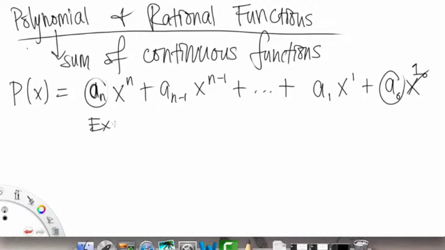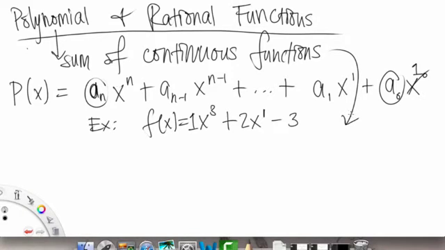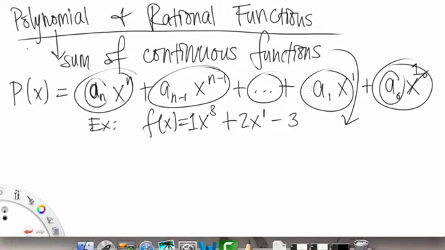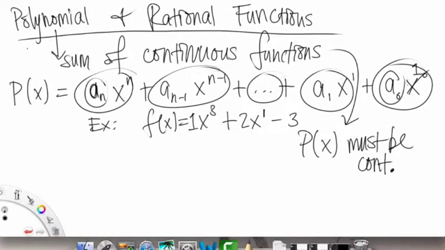An example would be something simple, like f of x equals x to the third, in which case a sub 3 would be 1, plus 2x to the 1 power, and then minus 3. Any polynomial. The purpose here is that each of these terms is continuous by itself, so according to the sum law, the sum of them, the entire function p of x, must be continuous.